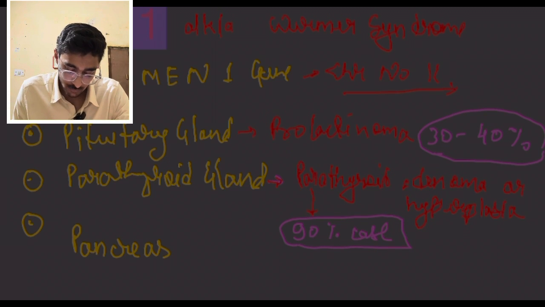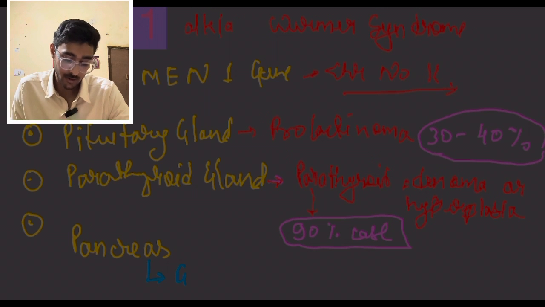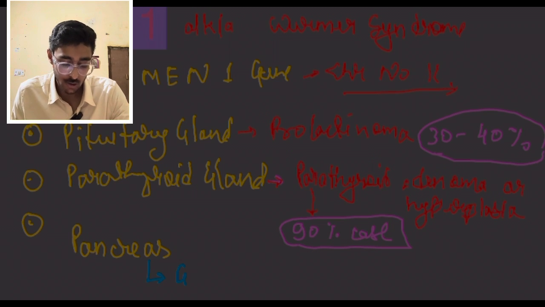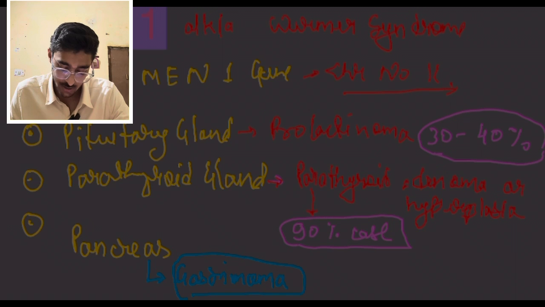And the involvement of pancreas, the most common functioning tumor. Guys, focus on the word functioning. The most common functioning tumor is gastrinoma. Gastrinoma is a tumor of G cells. G cells usually occur in stomach and duodenum, but they are also present in pancreas during the embryological development stages.